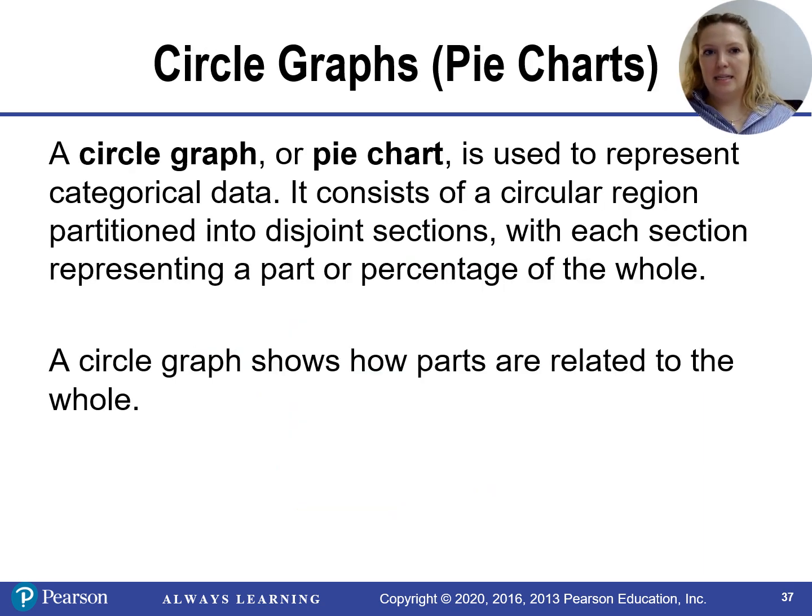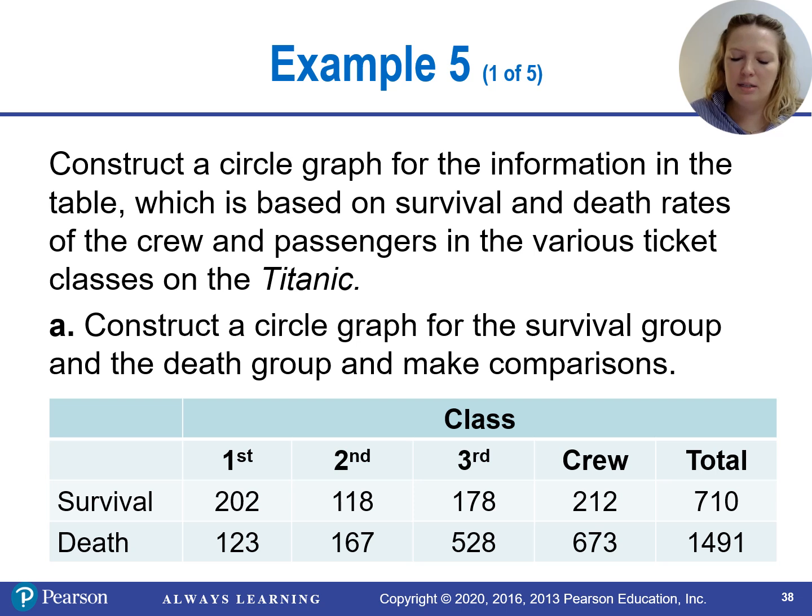Another way to represent data is with a circle or a pie chart. It's only used to represent categorical data, and it's a circular region that's partitioned into disjoint sections, and each section represents a part of the whole. The parts are proportional to the amount of data they're representing. So if we wanted to take this example on survival and death rates of the crew and passengers on the Titanic, we could create a circle graph for the survival group and a circle graph for the death group to make comparisons.